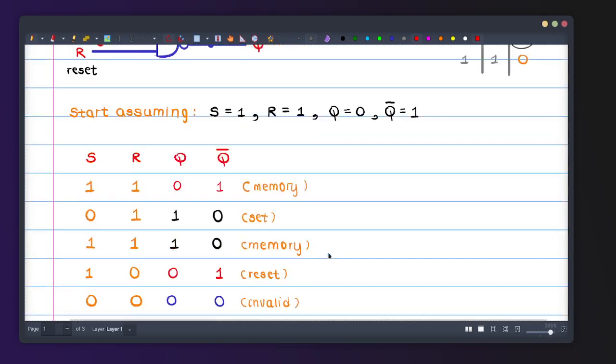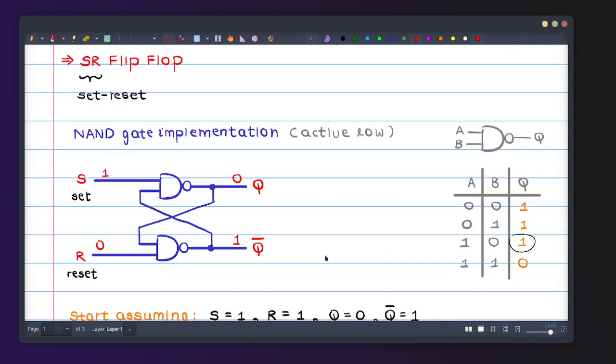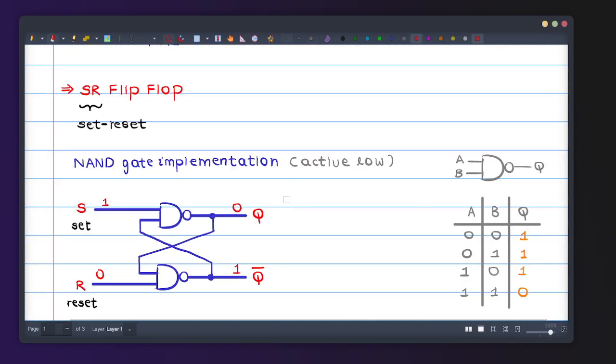Alright, so that's about the SR flip-flop implemented using the NAND gate, which is an active low implementation. After that, we will look at the NOR gate implementation of the same SR flip-flop.